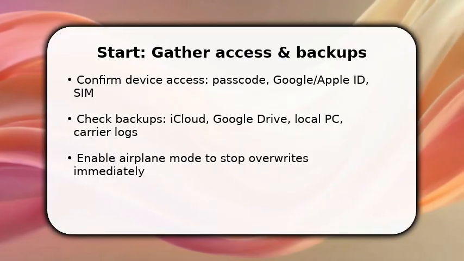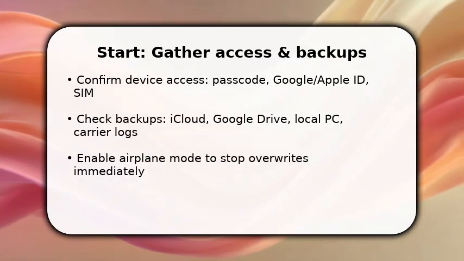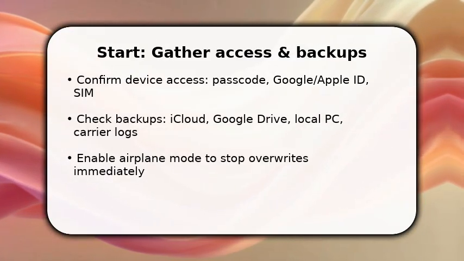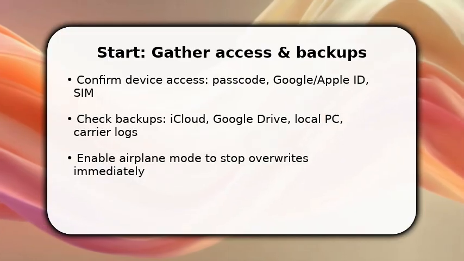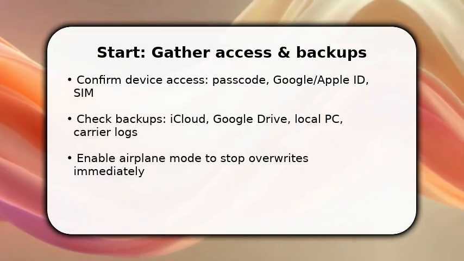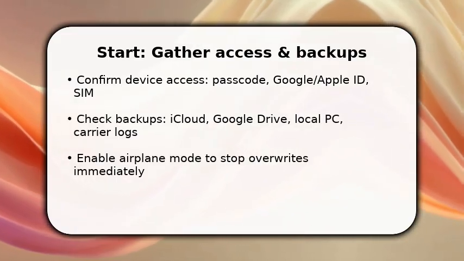You start by confirming access to the phone, account credentials, and any backups tied to it. Once that's ready, enable airplane mode to prevent new data from overriding deleted entries. Next, open your cloud backup settings, iCloud or Google Contacts, and search recent snapshots or sync logs.